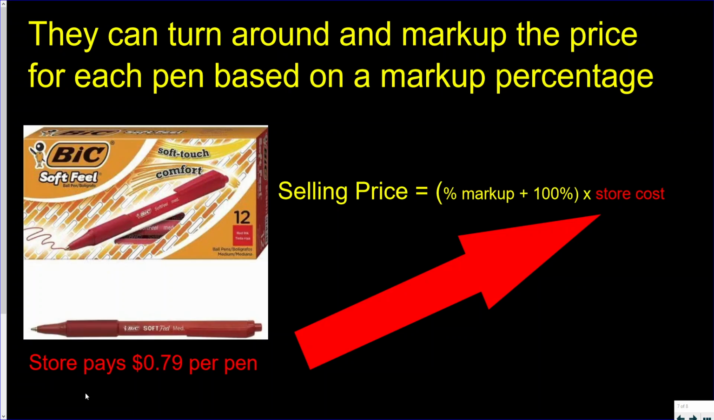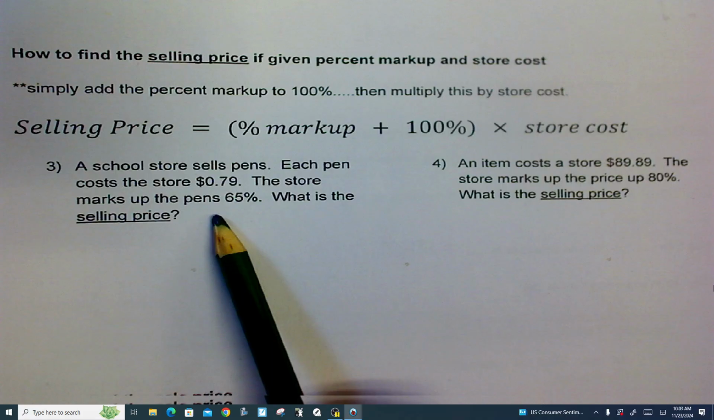What's the store cost? Well, that's how much that they actually paid for the pen. So again, they paid about 79 cents for each pen. They have to sell that pen for more than 79 cents. Okay? And this formula is going to get us the selling price. So let's go take a look at this problem.